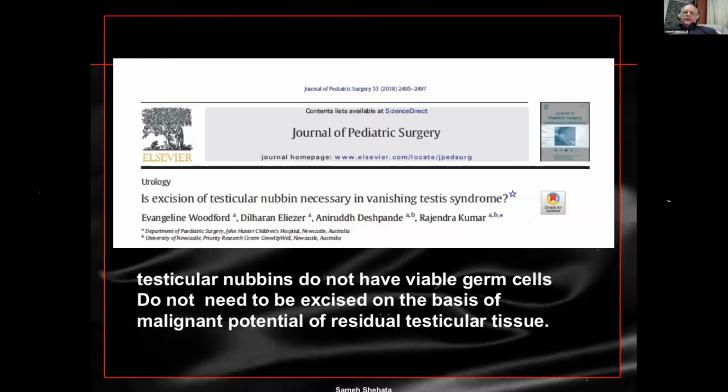But you need to know this important fact, that by studying a large number of testicular nubbins, the incidence of viable germ cells was very low. So the potential for future malignancy is very low. Maybe if you have a patent processus vaginalis, there is a possibility of finding a good-sized testis, but if it is closed, there is a nubbin, maybe there is not much benefit of removing the nubbin. Again, there is no firm evidence for that, but I'm putting the current literature before you.